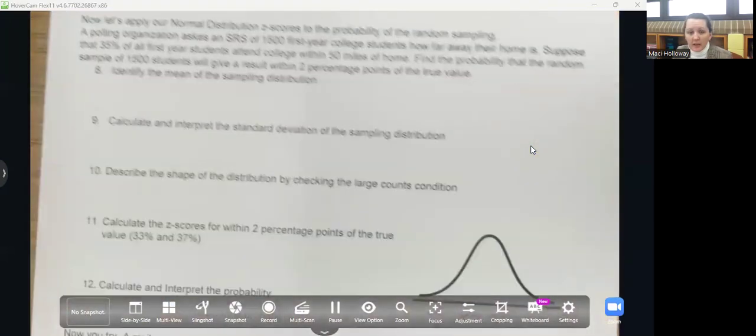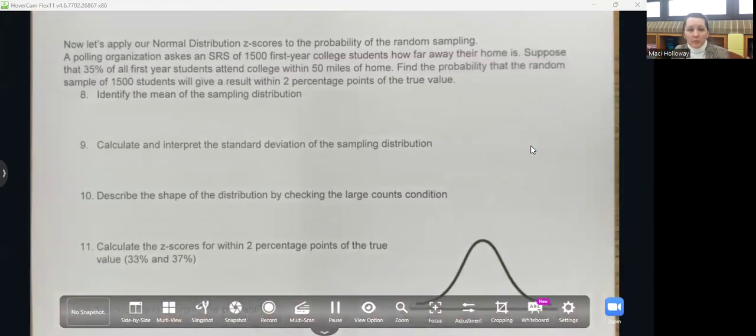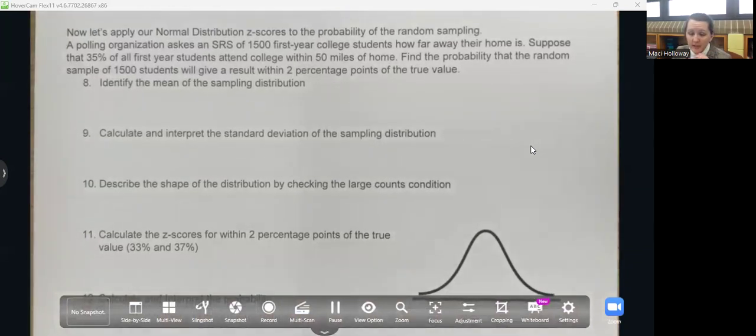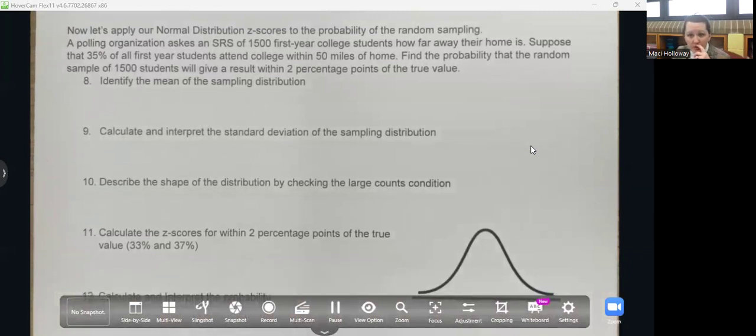All right, coming back, let's go to the back side of our paper here. Let's apply our normal distribution scores, z-scores, to the probability of random sampling. We're going to take what we learned just now about finding standard deviation with the sample proportion and apply it to calculating the z-score. So we're calculating whether that value falls within what we want.